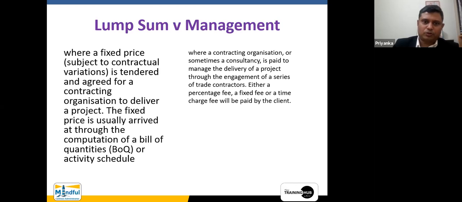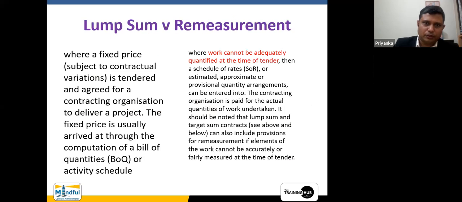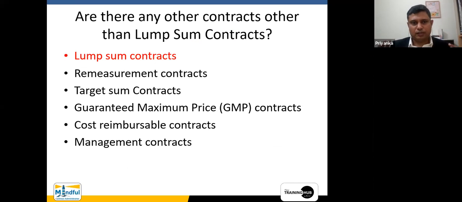Now I am going up in order to just recap what I have told you, right? Then when we talk about contract types that are close to lump sum contracts, or other contract types that exist in the same space as lump sum contracts, several types of contracts come to mind.